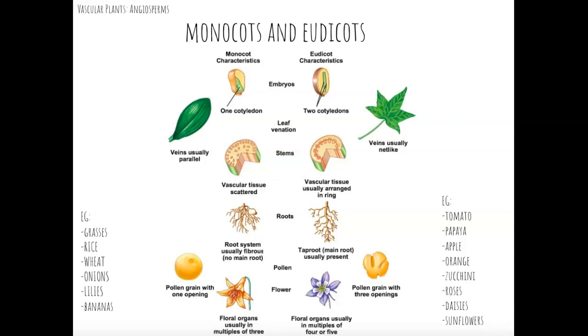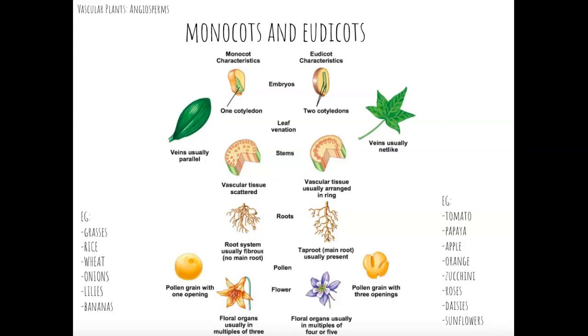Pollen grains of monocots have only one opening, and the floral organs are usually in multiples of 3. So the anthers, the stamens, all the different parts of a flower are usually in multiples of 3. Sorry, not the leaves, the petals, if I said leaves. The petals of the flower are usually in multiples of 3. So you'll see 3, 6, or 9 petals on the flowers of monocots.